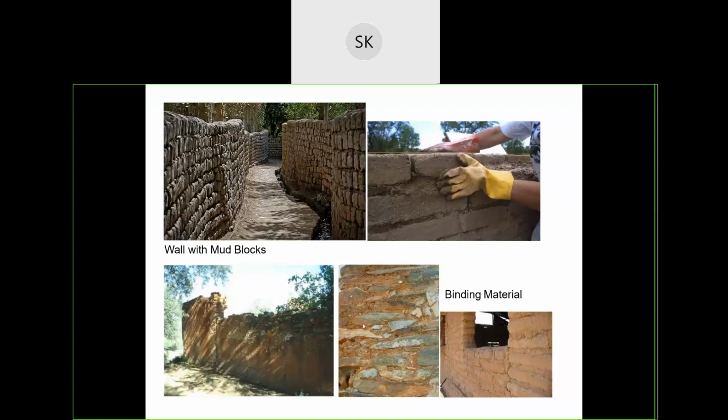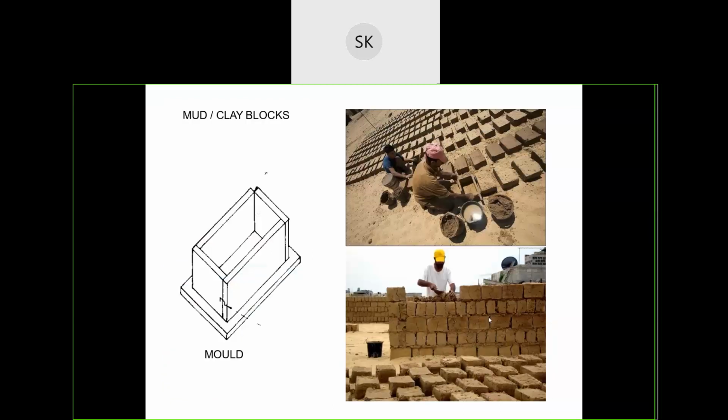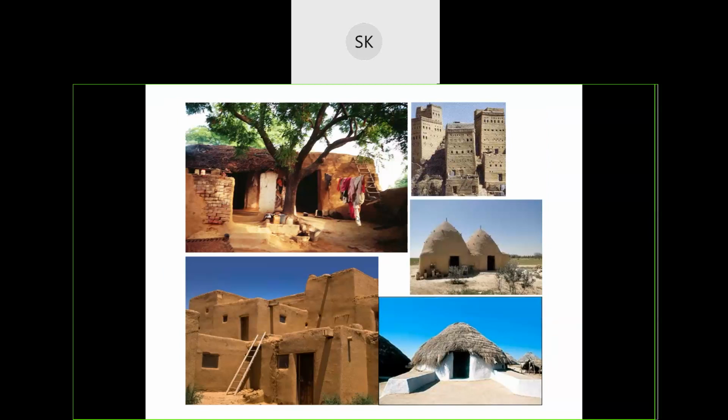Now, a wall with mud blocks. So you can also construct mud blocks. They have constructed the mud blocks, and these are the walls. Binding materials. You can also form mud blocks the way you form bricks, by placing the mud in a mold. If you see these houses, all are made from mud mortar.